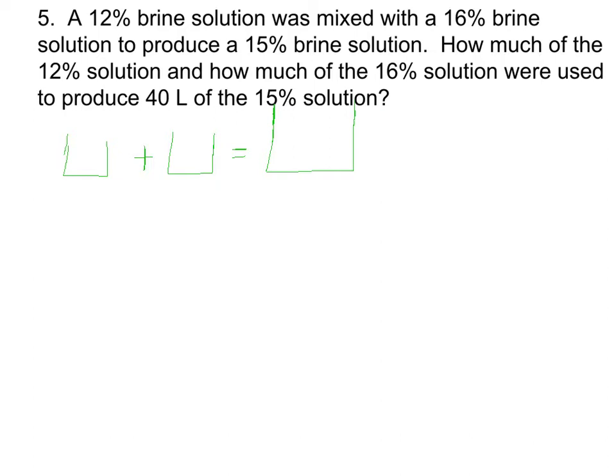It's saying if we have a solution that's 12% brine, and then we mix it with another solution that's 16% brine, it produces a 15% solution that's brine. And that makes sense. If you take something that's 12% and something that's 16% and you mix them together, well, it can't be more than the 16%. It can't be less than the 12%. In this case, it's saying it's 15%.